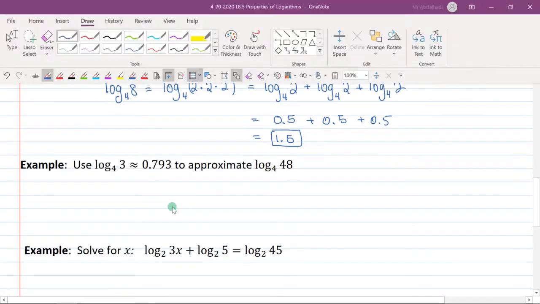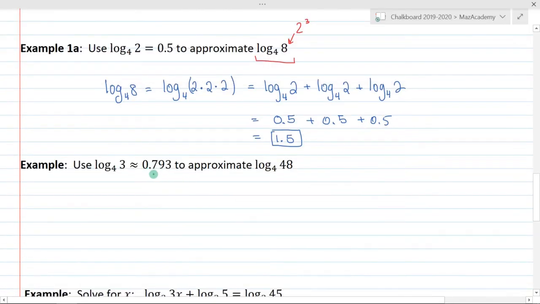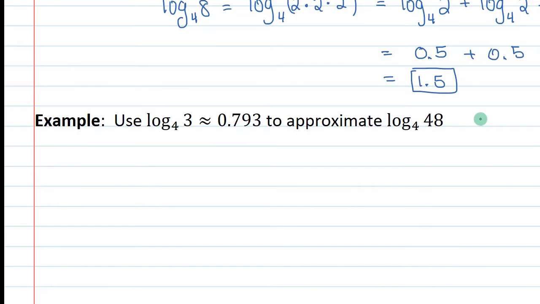Use the fact that log base 4 of 3 is this decimal right here to approximate log base 4 of 48. Now, this one is not quite as simple because 48 is not a power of 3. Before, 2 to the third power gave you 8, but now it's a little more complicated. How can I get from 3 to 48, right? So you think about it for a second. 3 goes into 48 16 times, right? 3 times 16 is 48. So you can take that 48 and make it 3 times 16.